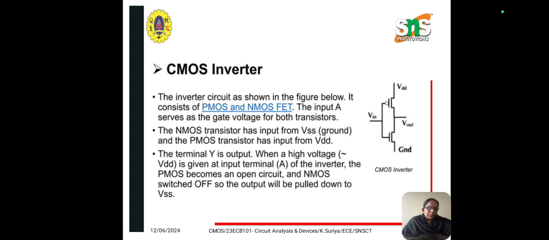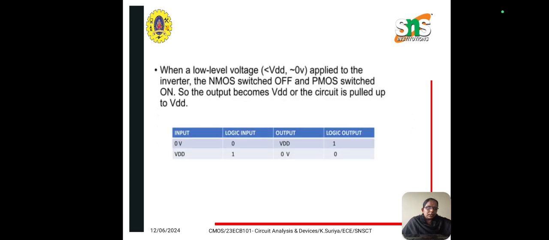When a high voltage is given at the input terminal of the inverter, the PMOS becomes an open circuit and the NMOS is switched on, so the output will be pulled down to VSS. When a low level voltage is applied to the inverter, the NMOS will be switched off and the PMOS will be switched on, so the output becomes VDD, or the circuit is pulled up to VDD. This is shown here as a tabular column.